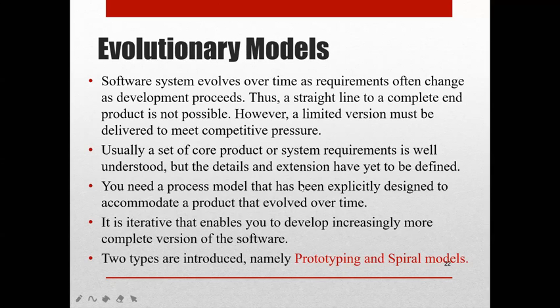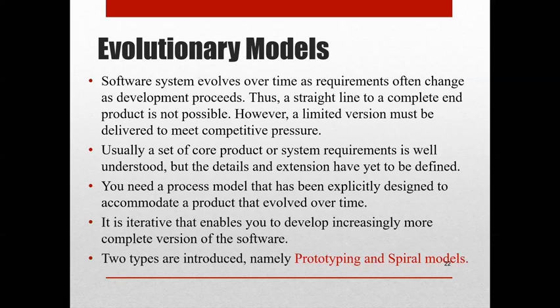The first point you can note down is this model possesses the iterative nature of the prototyping model and the controlled and systematic approach of the linear sequential model. So this is the first point. It means that it is having the iterative nature, meaning a repetitive nature. Always it will go back, check, and again come back. So that is the first point of your spiral model.